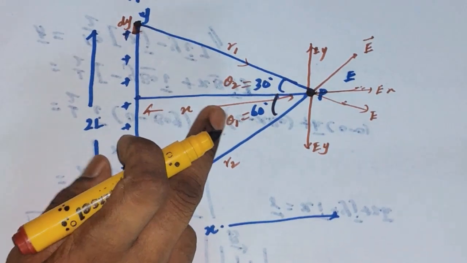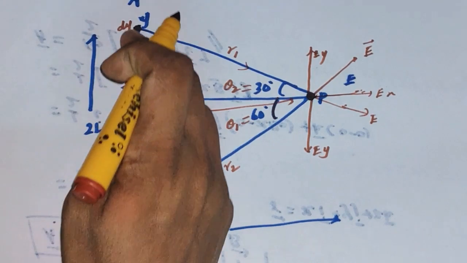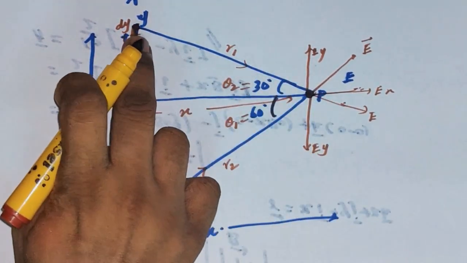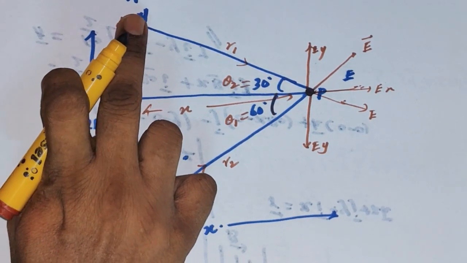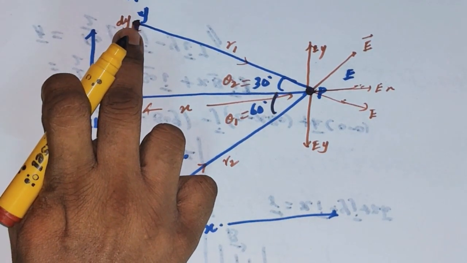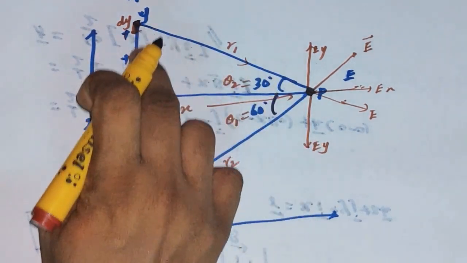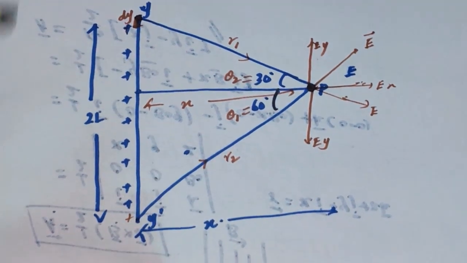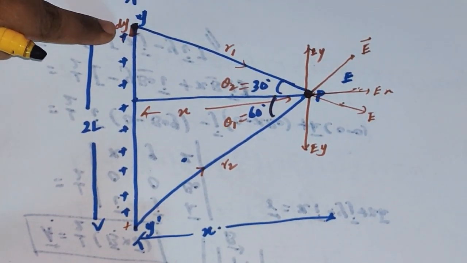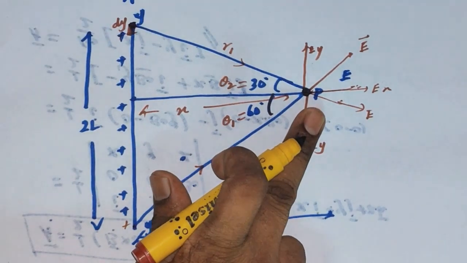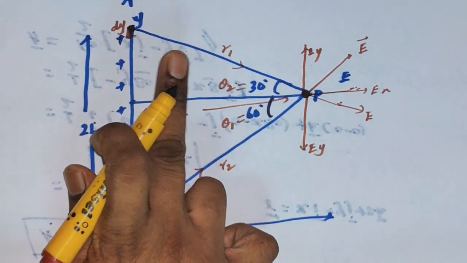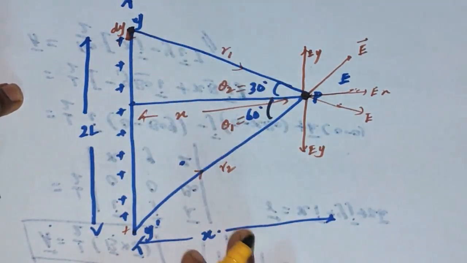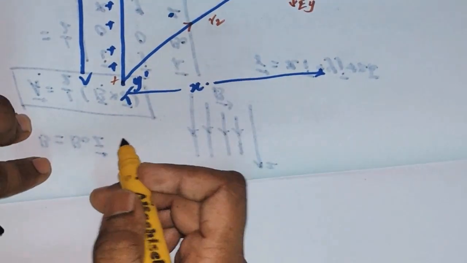In general, the whole length will contribute to the electric field at a point P. First we can find the electric field due to the small segment dy at a point P. Then we can integrate over our length. It will give the total electric field at a point P. So first we find, for the small segment dy, what is the electric field at a point P. This small segment contributes the electric field dE at a point P.